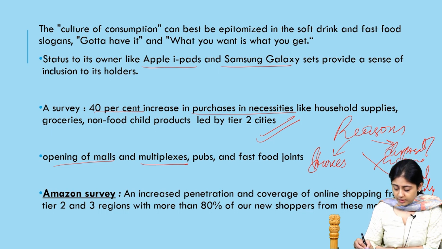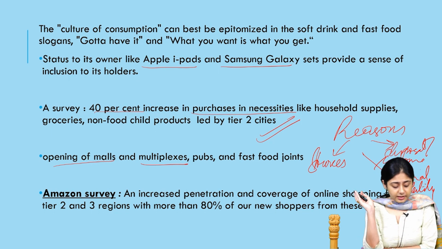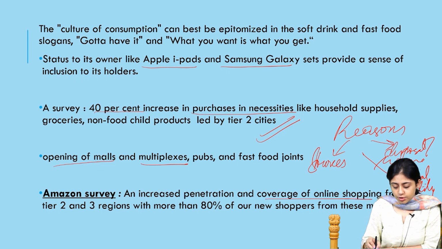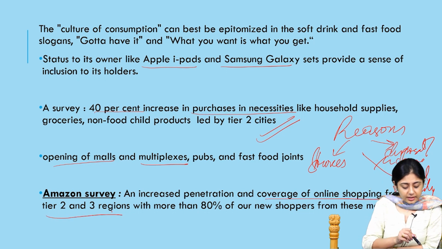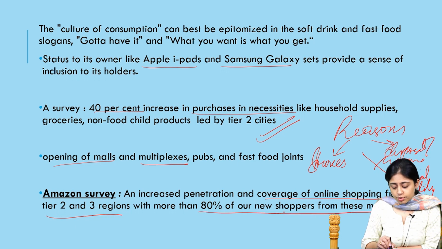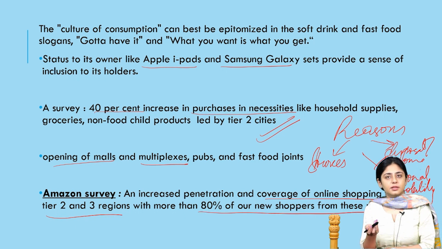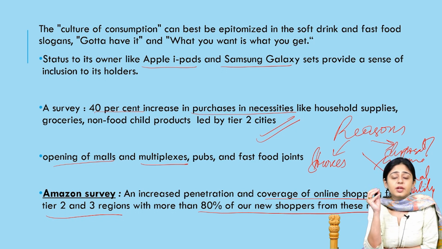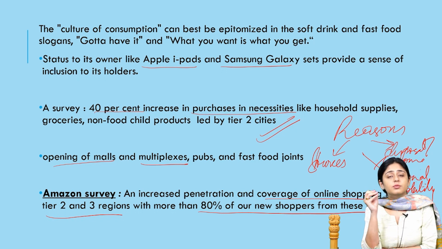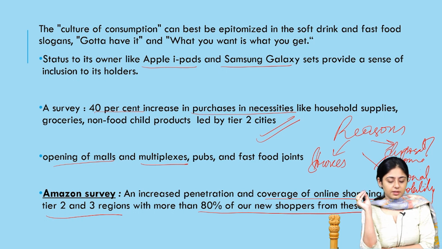So these are one points, right? Then there is another survey by Amazon which said that there is increased penetration and coverage of online shopping from tier 2 and tier 3 regions, with more than 80% of the new shoppers from these markets, right? 80% of every new person who is logged in is from these tier 2 or tier 3 cities, right?